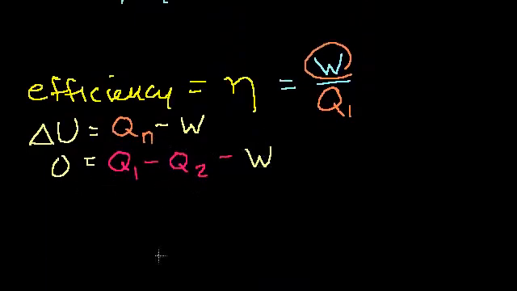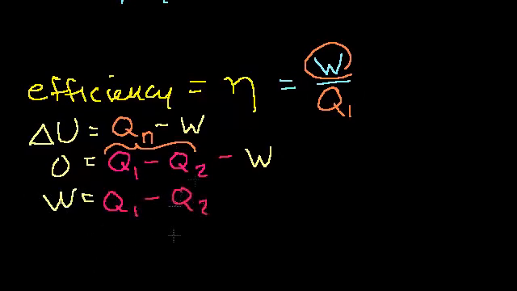This is the net. I just want to make it clear. This is the net heat applied to our system. So the work done by the system, we just add W to both sides of this equation. You get W is equal to Q1 minus Q2. So there we have it. Let's just substitute that back here. Instead of W, we can write Q1 minus Q2 as the numerator in our efficiency definition.